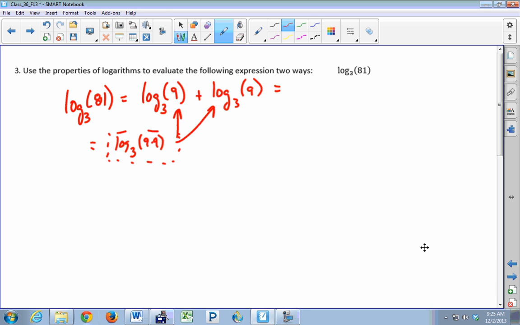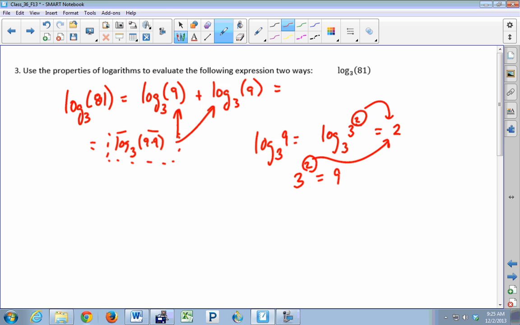So now how do we do this? Log base 3 of 9, how do we write that? What's log base 3 of 9? Well, 9 is 3 squared, yeah? And then you just lift off your exponent, 2, because 3 squared equals 9, so your answer is 2. So this is 2, so the other answer must be 2, and there's your answer, 4. So what does that tell you?